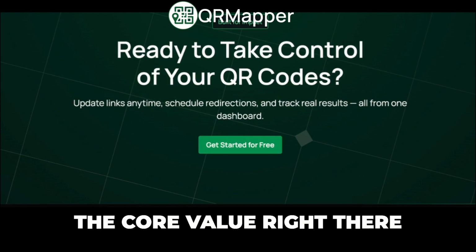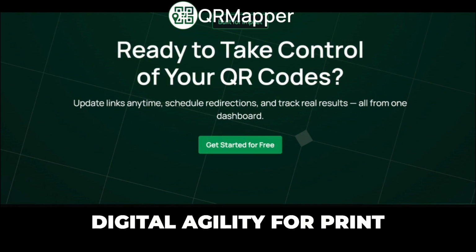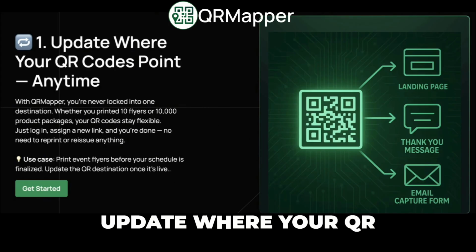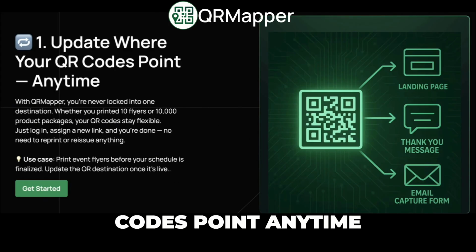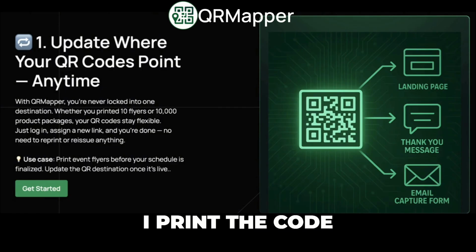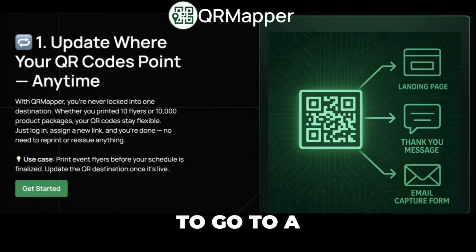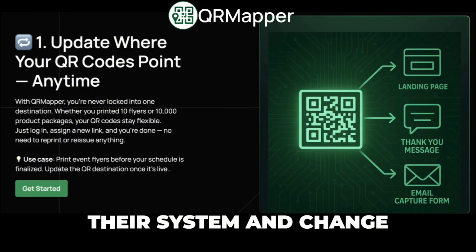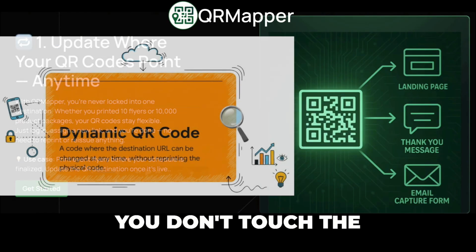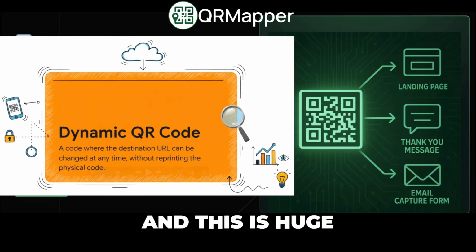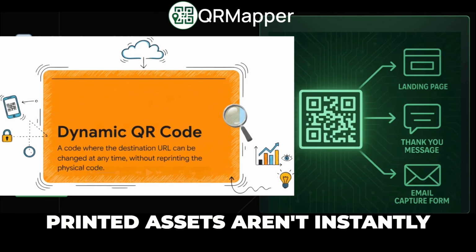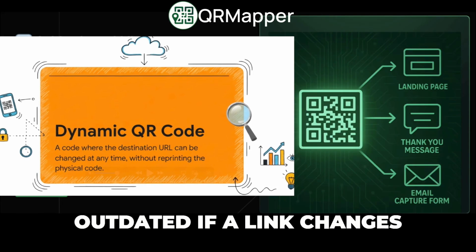Okay, that really sounds like the core value right there. Digital agility for print. Head-on is the ability to update where your QR codes point anytime. So, simple example. I print the code, stick it on my product. A month later, maybe I want it to go to a different landing page. I just log into their system and change the URL. Exactly that. You don't touch the printed code at all. And this is huge, right? Because it means your printed assets aren't instantly outdated if the link changes.